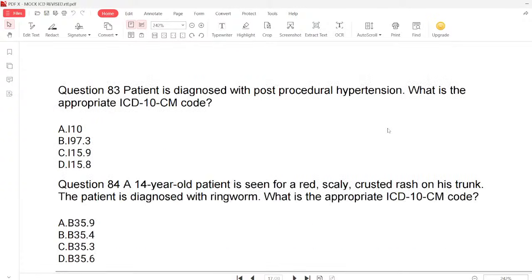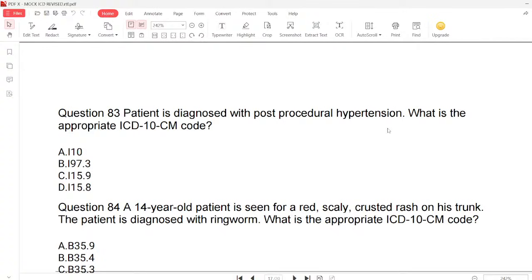Okay, so yeah, 83. The patient is diagnosed with post procedural hypertension. What is the appropriate ICD-10 code?